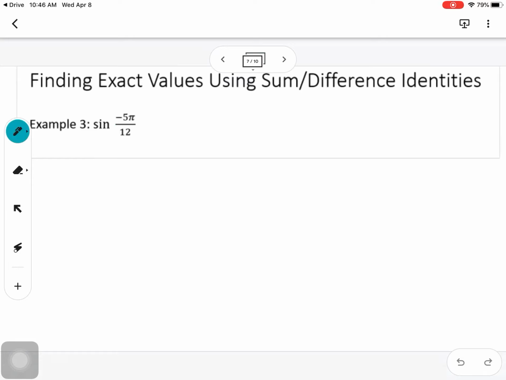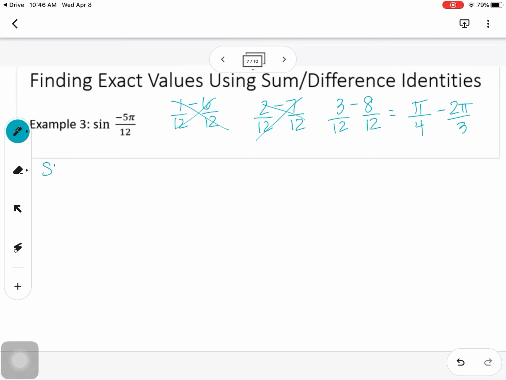I'm going to choose to do a small number minus a big number. So for example, if we think 1 minus 6, that's not going to work because the 1 doesn't simplify. If I do 2 minus 7, the 2 simplifies, but the 7 does not. If I do 3 minus 8, these both do simplify. 3 over 12 gives me 1 over 4, which is really just pi over 4. 8 over 12, 4 goes into both of those, so it's 2 pi over 3. So that's going to be my pair that I use.